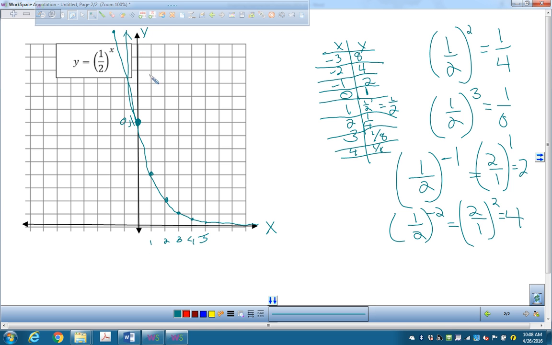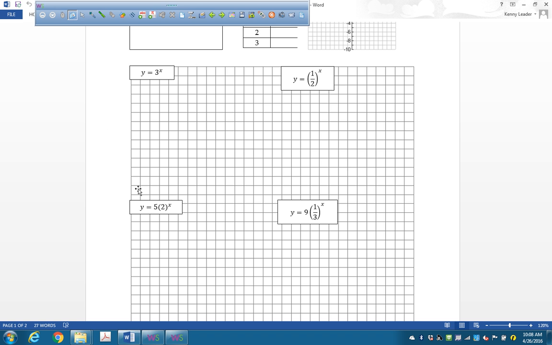Yeah. We'll do one more on this page, and then I want to tell you some of the rules on the back page. Okay? So let's graph, not this one. Let's graph this one. 5 to the x. You know how to do this one already. But let's do it.